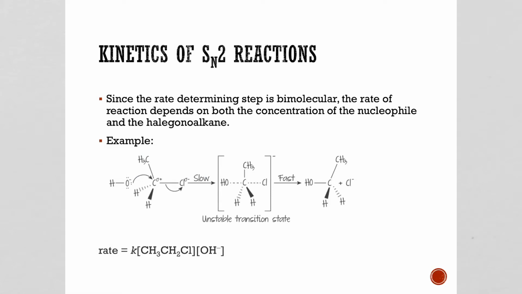So if we were looking at the kinetics of SN2 reactions, because the rate determining step is bimolecular, the rate of the reaction depends on both the concentration of the nucleophile and the halogenoalkane. So the rate is equal to the rate constant times the concentration of the halogenoalkane times the concentration of the nucleophile, and in this case the nucleophile was hydroxide.